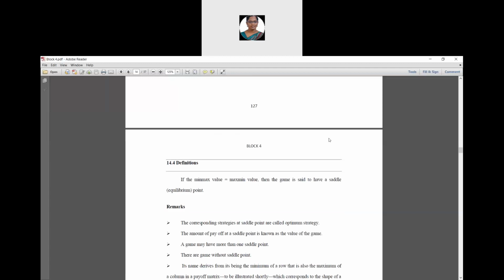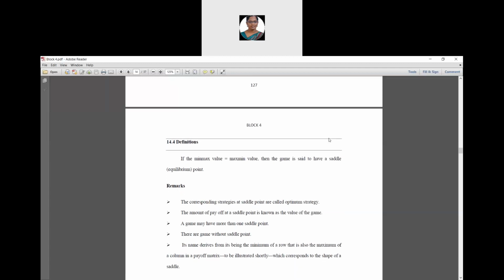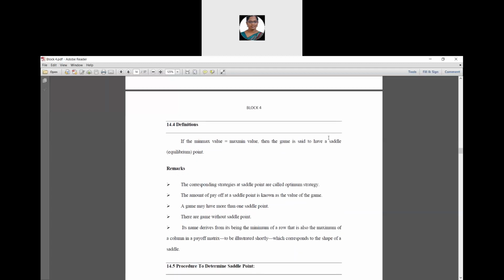Next, some definitions. If the maximin value is equal to the minimax value, then the game is said to have a saddle point. Otherwise, if the maximin value is not equal to the minimax value, then the game is said to be a game without a saddle point.